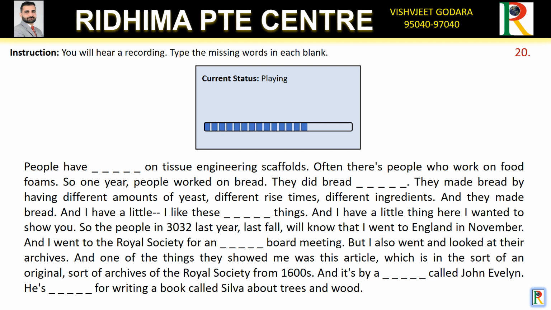And one of the things they showed me was this article, which is in the original archives of the Royal Society from the 1600s. And it's by a guy called John Evelyn. He's famous for writing a book called Silva about trees and wood.